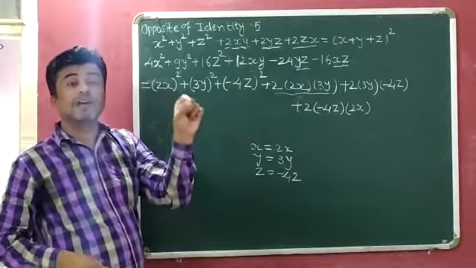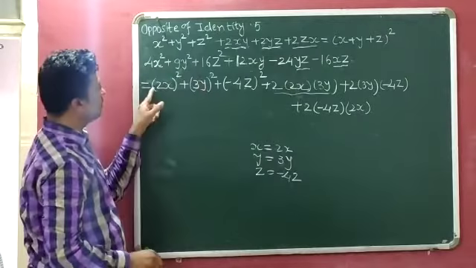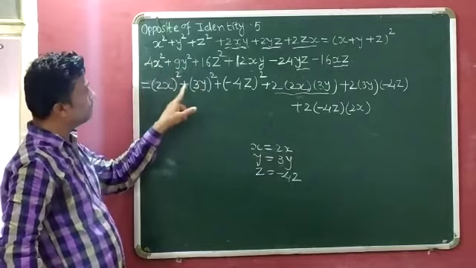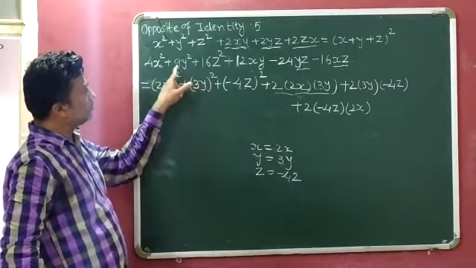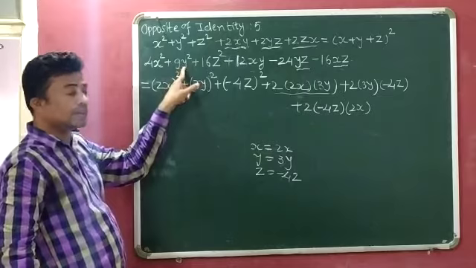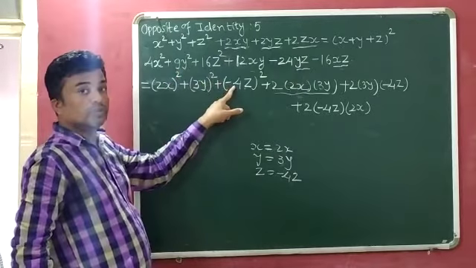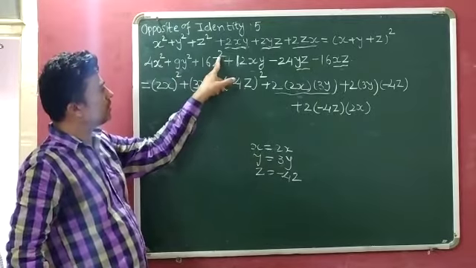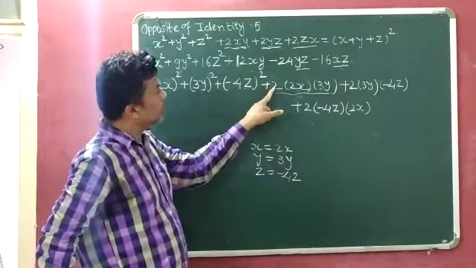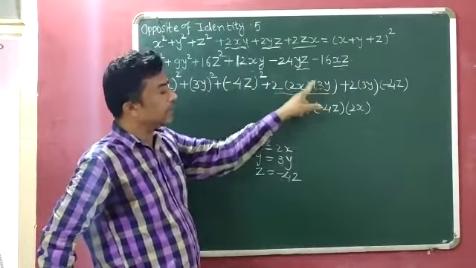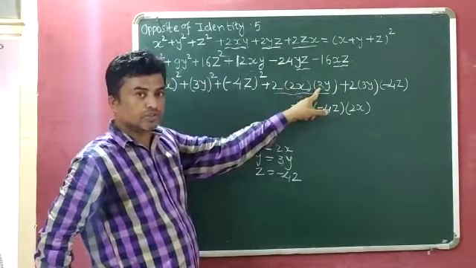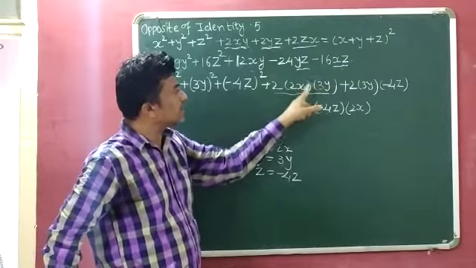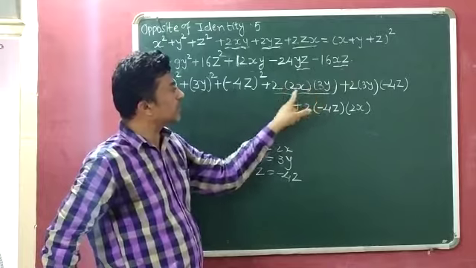Now we will check our arrangement is right or wrong. So see children, 2 square, 2 2s are 4, x square then x square. So 4x square came. Now 3 square, so 3 3s are 9 and y square. So 9y square came. Now minus 4 square. So minus 4 multiply minus 4. So positive 16 and z square. Now see children, here in 2 multiply 2x multiply 3y. 2, 2 and 3 are constant. So we will multiply them. 2 2s are 4, 4 3s are 12 and this xy. So 12xy.